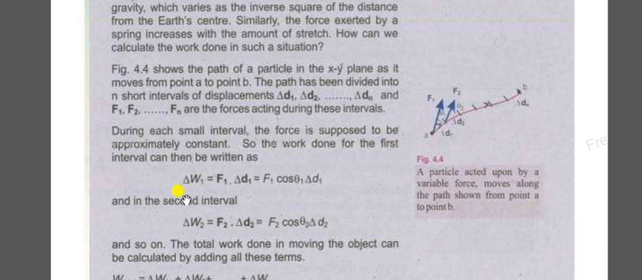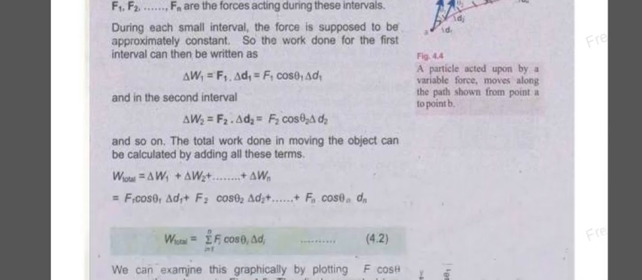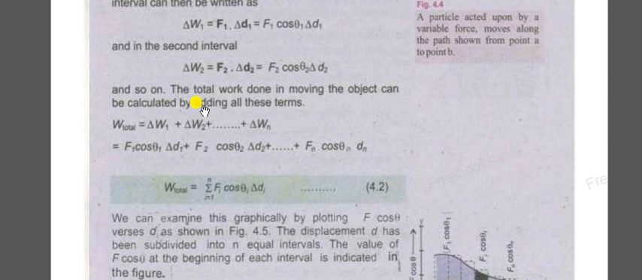For example, in the first interval, the work done delta W1 is equal to F1 dot delta d1, and this will be equal to F1 cos theta 1 delta d1, because the angle was theta 1, the displacement was delta d1 and the force was F1. Similarly, for the second interval, delta W2 is equal to F2 dot delta d2, this will become F2 delta d2 cos theta 2, and similarly for delta W3, delta W4 and delta Wn. So the total work will be the sum of the work done in these intervals.